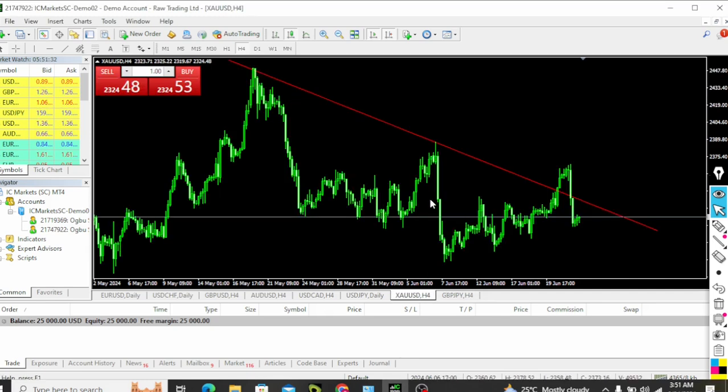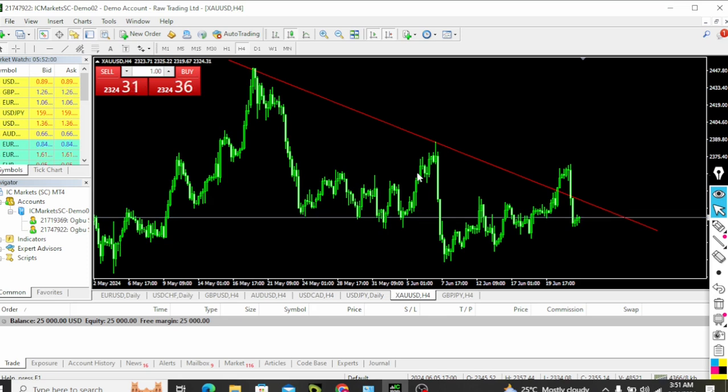Moving on. This is gold, and we are going to be looking at gold. Gold has been a very interesting pair that you can buy or sell anytime, any day, and make your profit. Some people have resorted to using gold as their main scalping instrument. Therefore, gold is a very interesting pair.